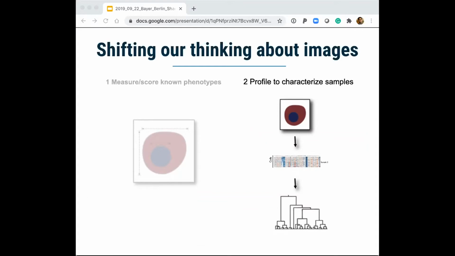But you can use images and image-derived measurements in a more unbiased way, which is to profile samples and to create signatures of cell state. Several of you may already be witness to a shift that's been taking place in our thinking about images. That is, the information that we extract from images can in fact be as computable as genomic information and many other such large information sources that we have in biology.